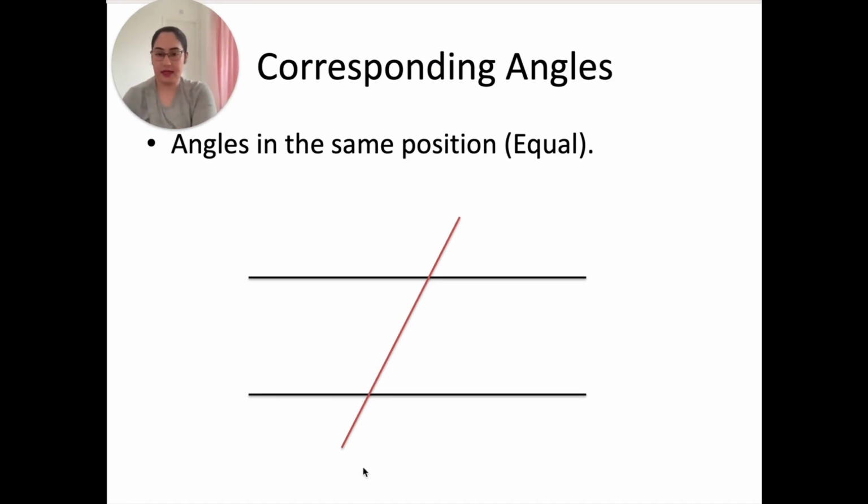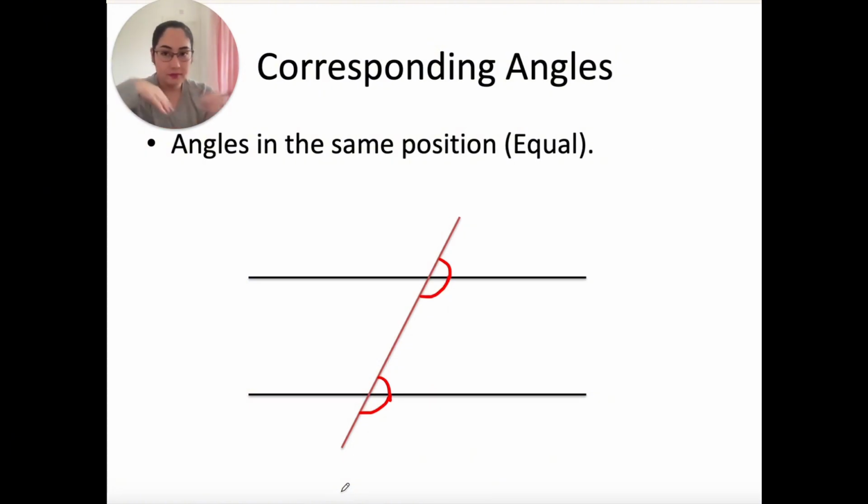So we have an intersection here and an intersection here. The same relative position would be this is the same relative position as this. So these two angles are going to be the same as each other. And this is the same relative position as this. So these two angles are going to be the same as each other as well.